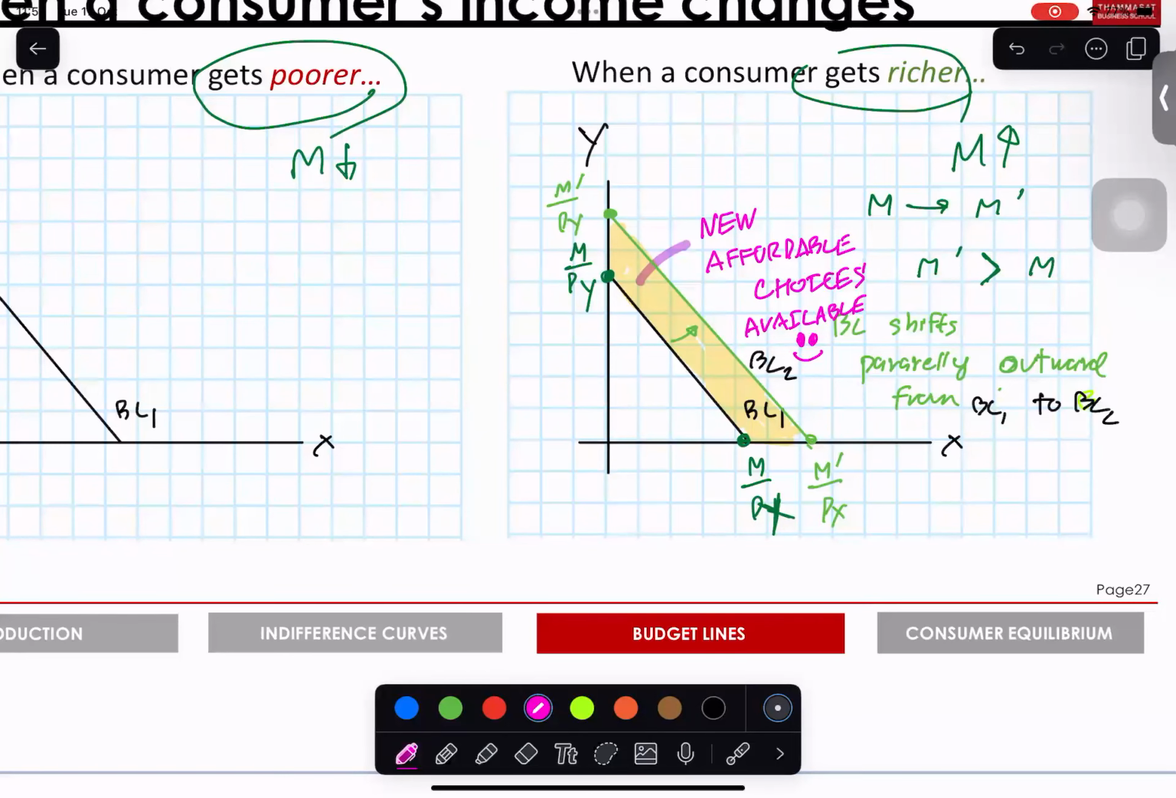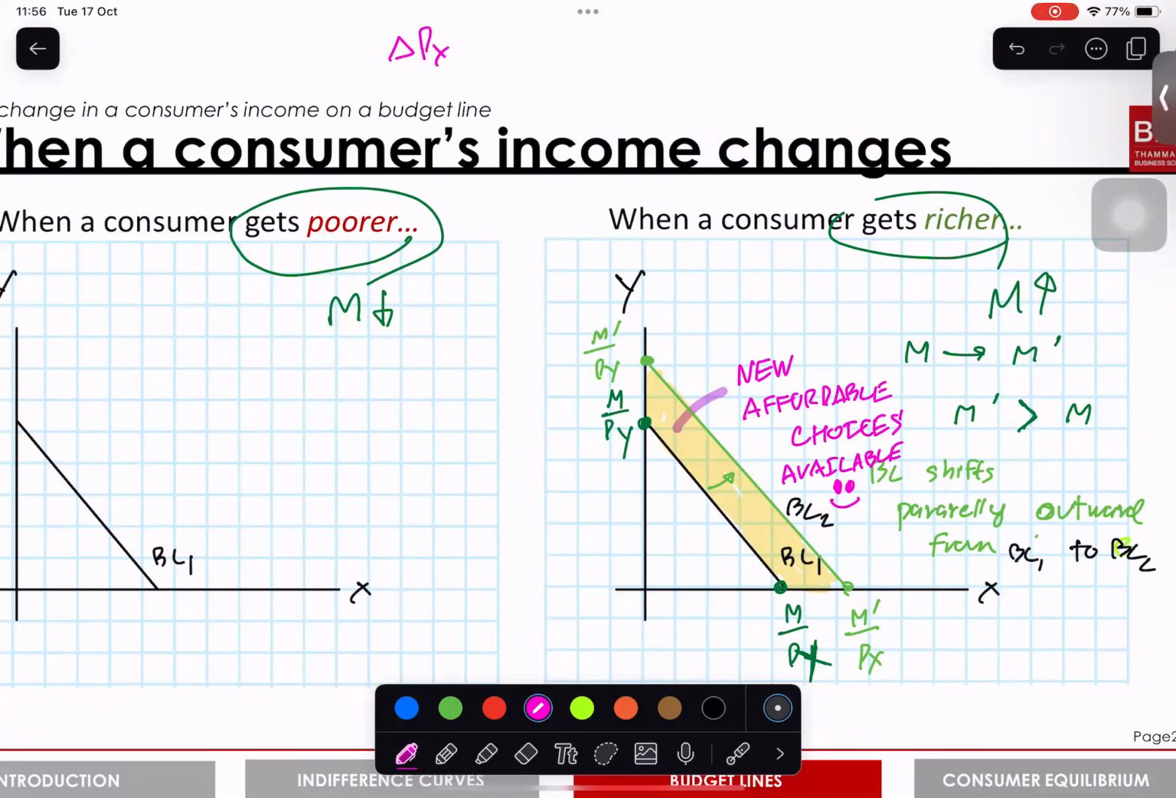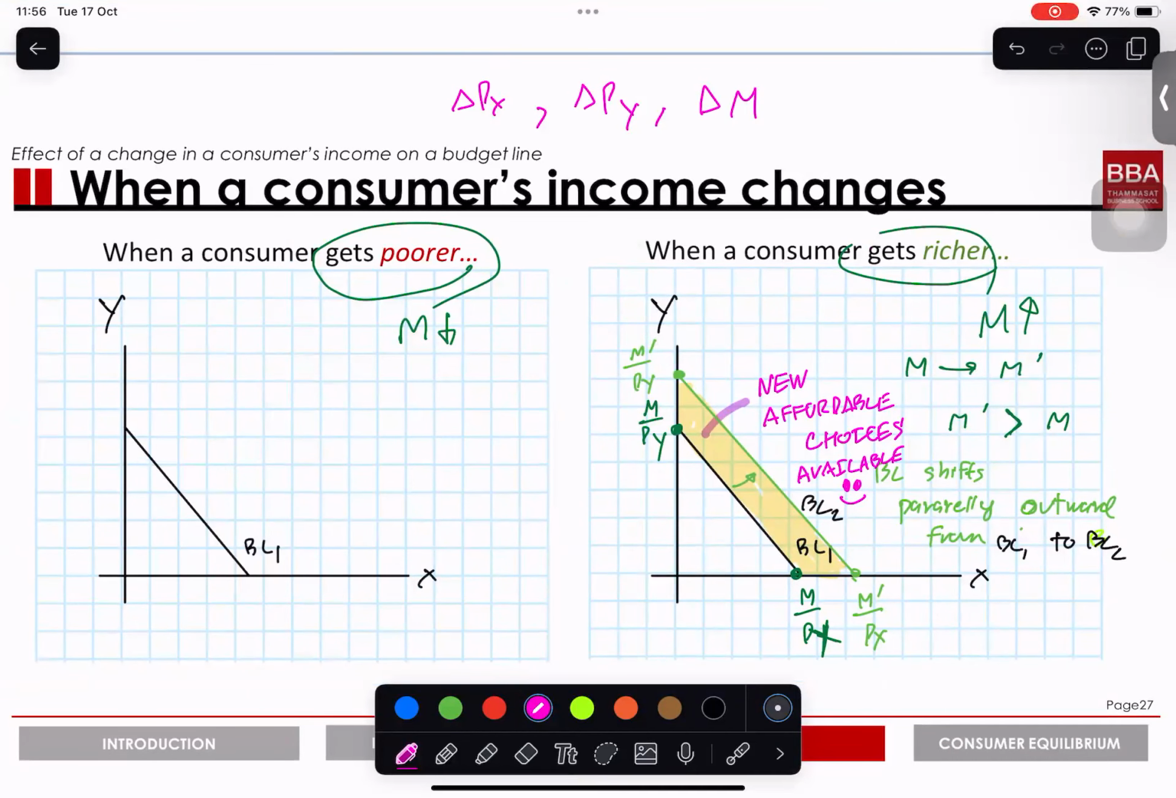So all in all, we finished the effects of change in PX, the effects of change in PY, and the effect of change in M on his budget line. So we finished the second room already. That's it for today.